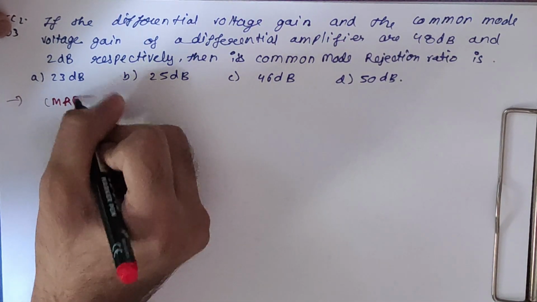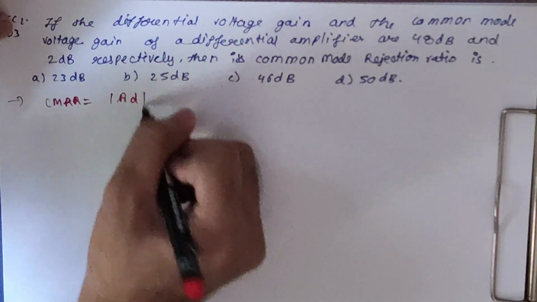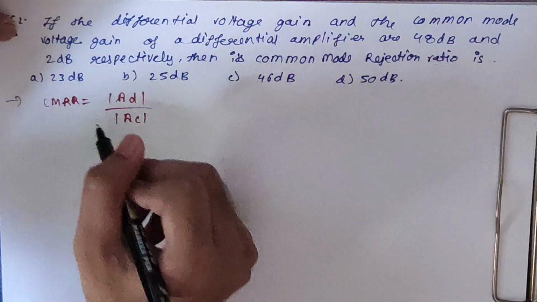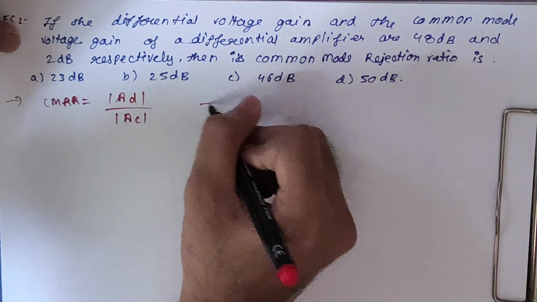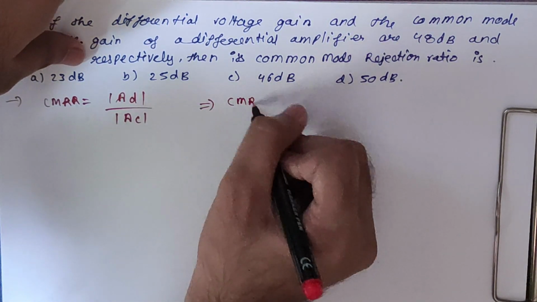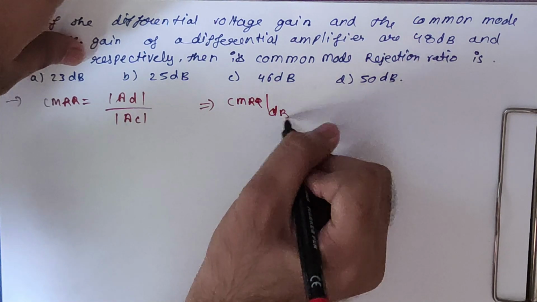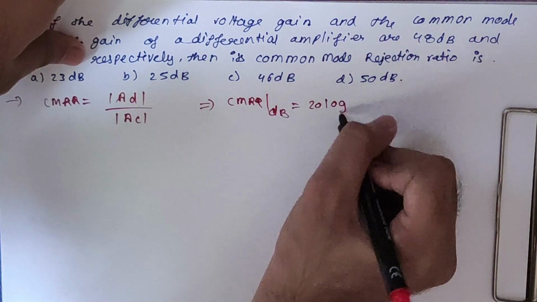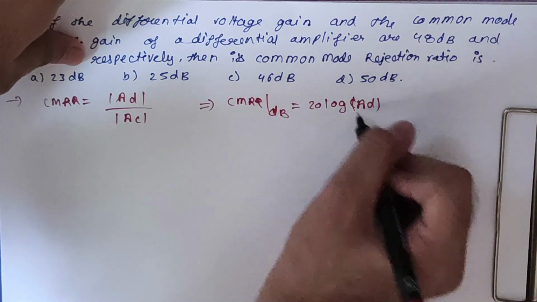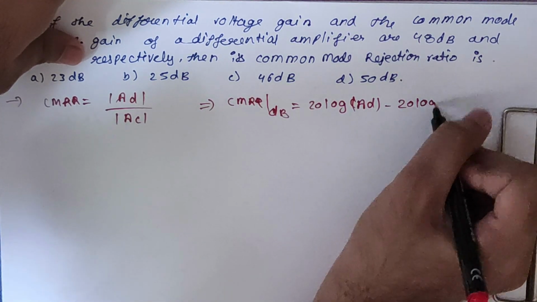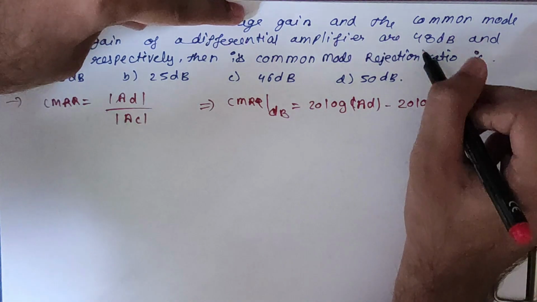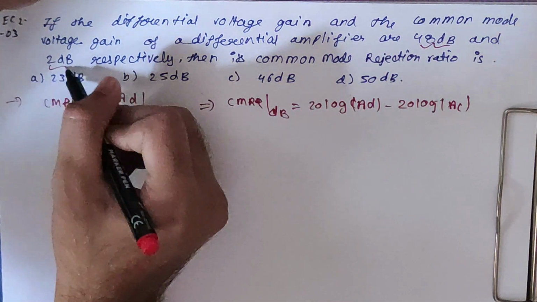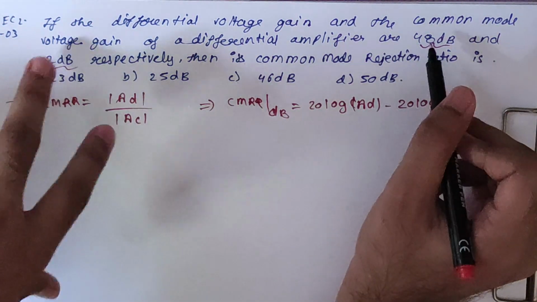CMRR is mod of AD by AC, right? From this you will get a numerical value, but we want the answer in dB. So in dB you will get CMRR as 20 log of AD minus 20 log of AC, right? But we know this AD and AC in dB, from the question. This is your AD and this is your AC.